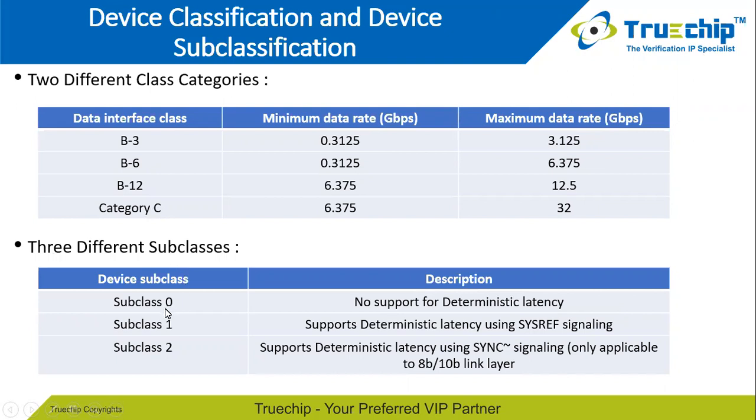Now, in addition to the above device classes, three subclasses are also defined based on their ability to support deterministic latency. I will explain deterministic latency in the upcoming slides. So as of now, we can consider deterministic latency only as a distinguishing factor for all the three subclasses. The subclasses are as follows. The first one is subclass 0, having no support for deterministic latency. The next subclass is subclass 1, where deterministic latency is achieved using an external sysref signal. As of now, it is important to note that in subclass 1, the sysref plays an important role in clock realignment. The next subclass is subclass 2, where deterministic latency is achieved using the sync signal.